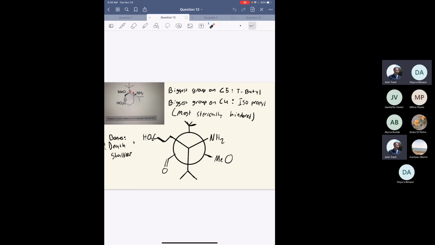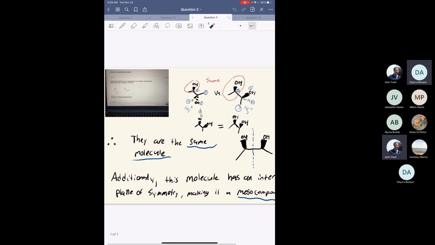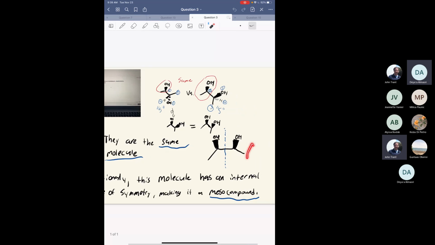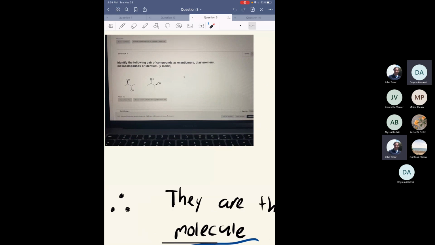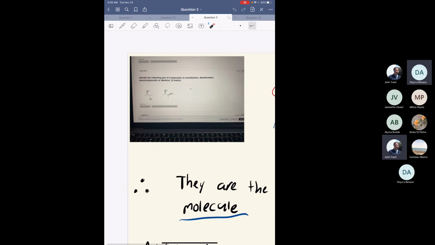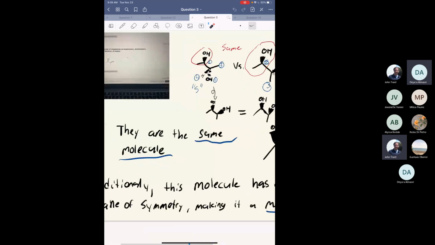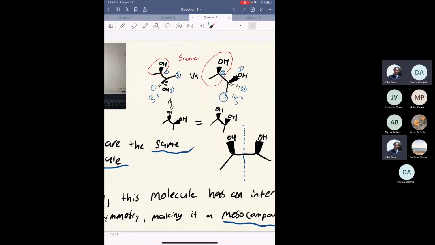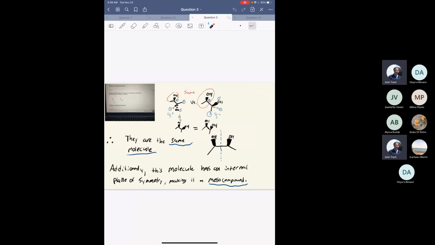Okay. Next question. This one I got 0 marks on because I said they're the same molecule and then further defined them as being a meso compound. I think because I wrote 2 answers, because your question said enantiomer, diastereomer, meso compound or identical, I think I wrote 2 of them. They might have just marked it as 0. But aren't they both identical and meso? Yes. That's an absolutely perfect answer.